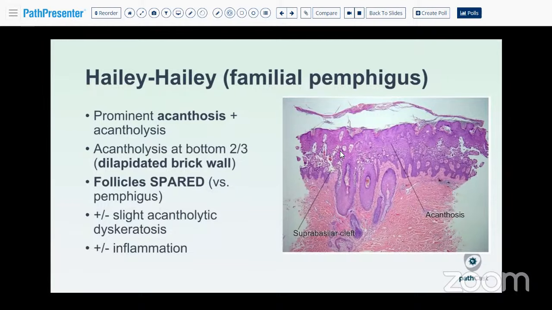The acantholysis is not just suprabasilar. You will see some areas with a suprabasilar accentuation that can mimic pemphigus, but there are also more so-called full thickness acantholysis involving at least the bottom two-thirds of the epidermis. The follicles are characteristically spared. So that really helps differentiate it from pemphigus as well, because pemphigus loves to go down the follicles. There may be a little bit of acantholytic dyskeratosis, but again, that's not the most prominent feature. And this may or may not have inflammation associated with it.